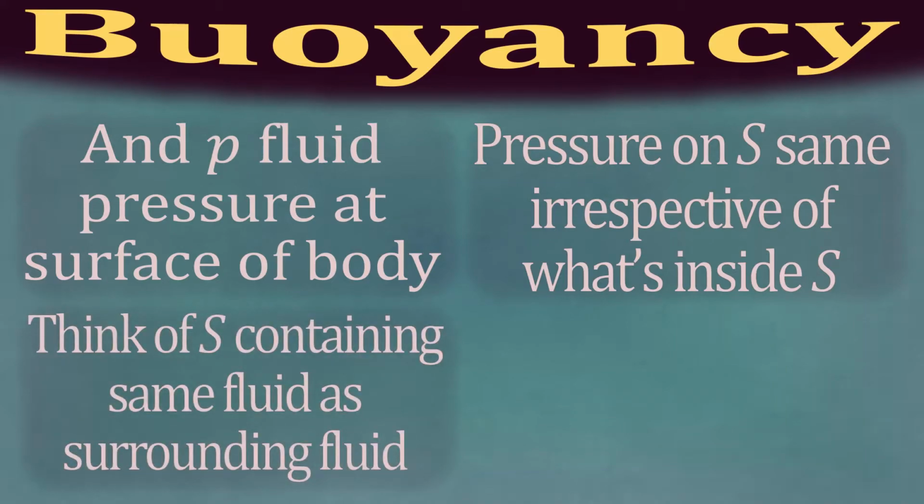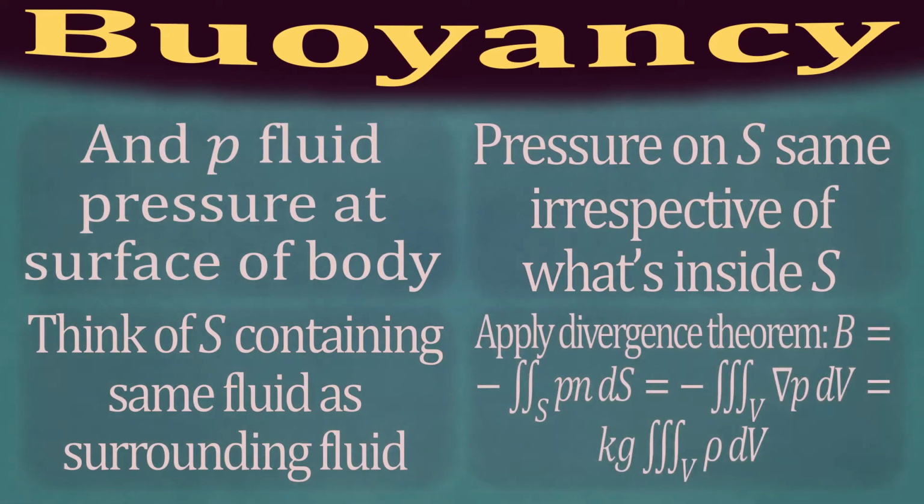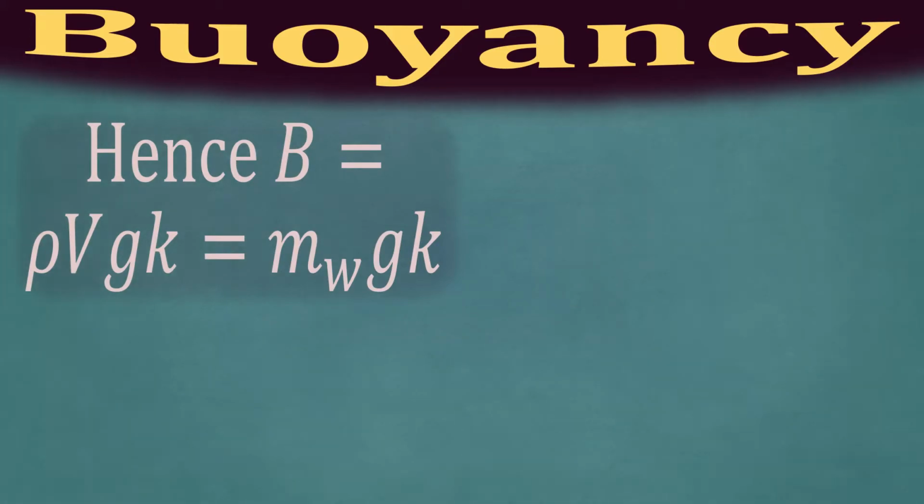In this way, we can apply the divergence theorem to get that B is equal to minus the double integral over S of Pn dS, which is equal to minus the triple integral over V of grad P dV, which is equal to kg times the triple integral over V of ρ dV. Hence, B is equal to ρVgk, which is equal to m_w gk, where m_w equals ρV is the mass of the fluid displaced by the body.